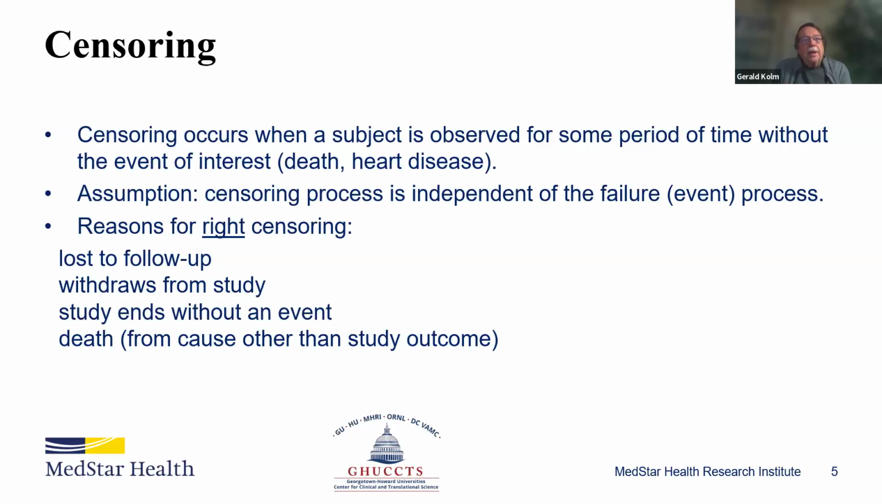And then the situation where the patient dies, but it's from a cause other than the study outcome. So for example, if you're looking at cardiovascular death, but the patient dies in an automobile accident, say, for example, then that's really a censored observation.